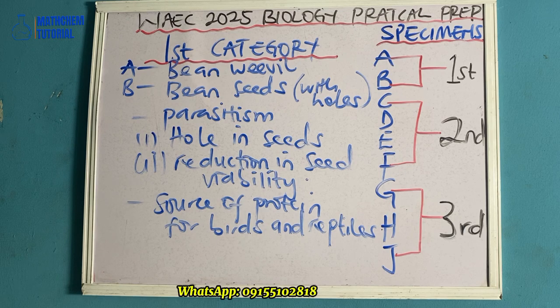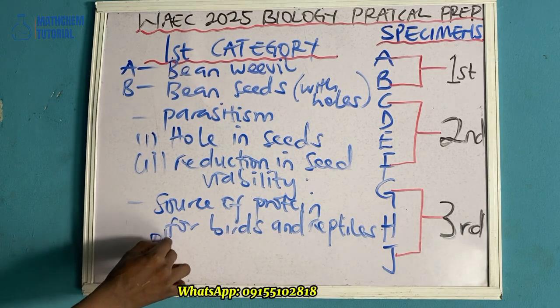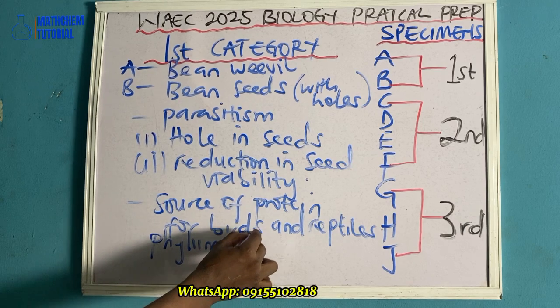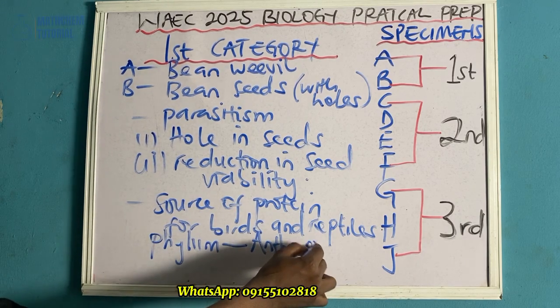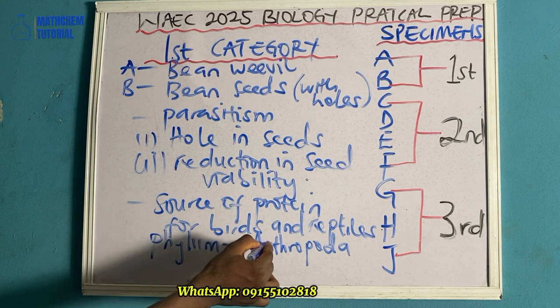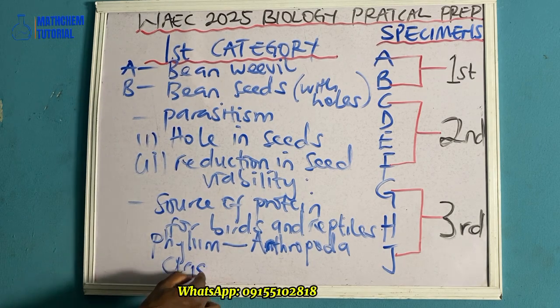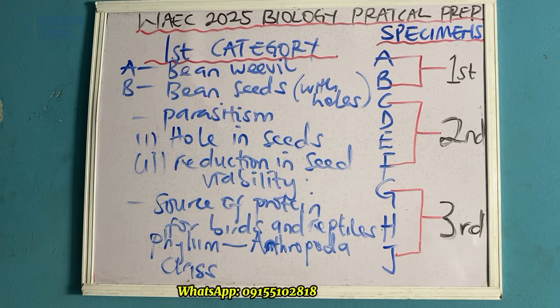Good. Now another question they can still ask you in this same first category is to classify the organism in specimen A under phylum and under class. If it is phylum, that is going to be Arthropoda. And for the class which specimen A belongs to, it is Insecta.